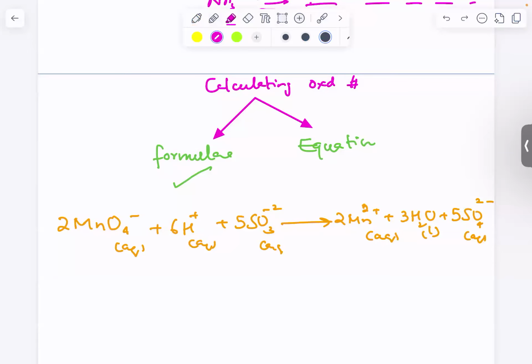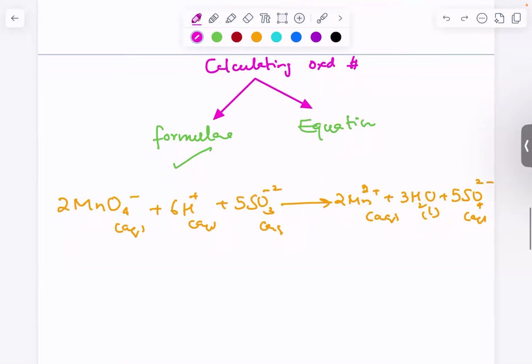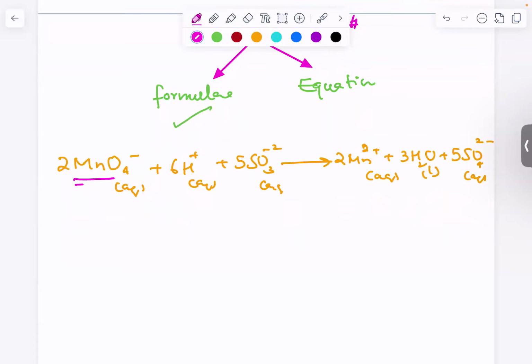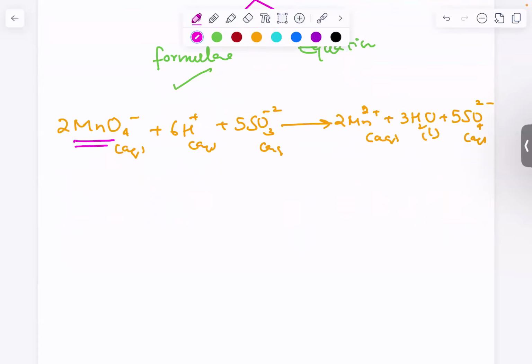Now it is saying to deduce which species is oxidized and which species is reduced. When we were doing it, we used to do it for a specific species highlighted by the examiner. But as nothing has been highlighted, we are going to calculate it for each and every species. Are you getting my point? So first of all, MnO4 negative. Now I will not calculate it for 2 MnO4, I will simply calculate it for Mn. I'll do it one by one.